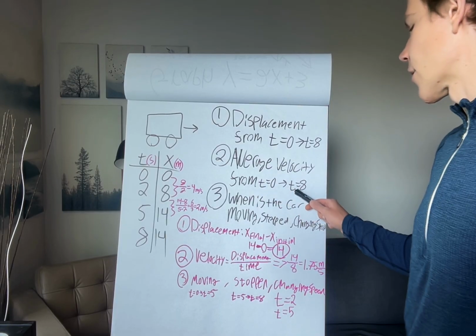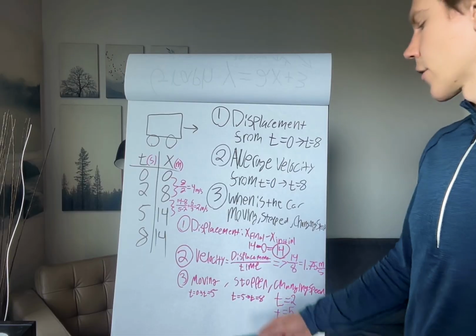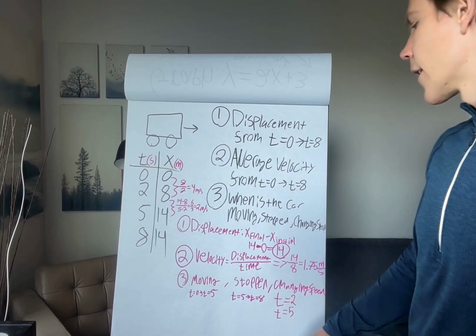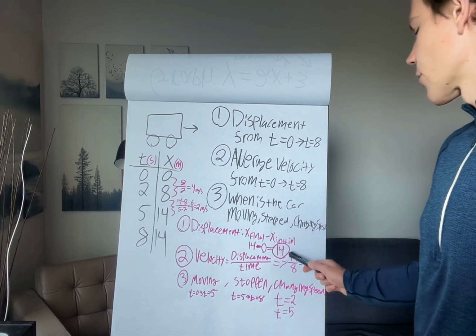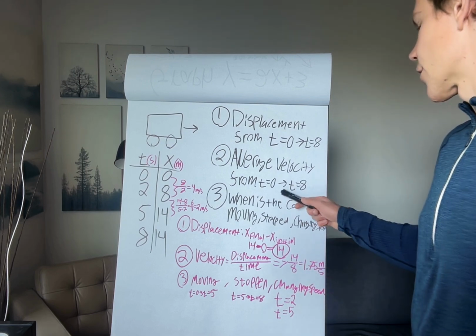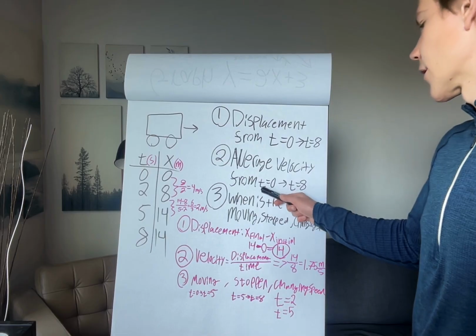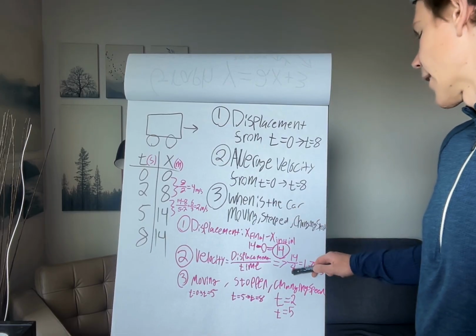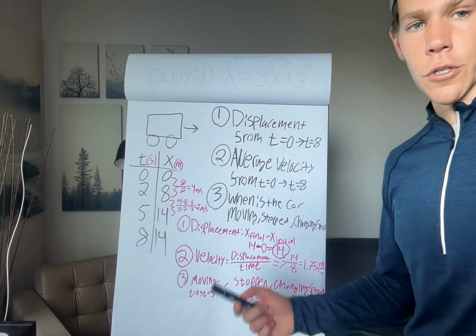Next up, we are going to have to find the average velocity from time t equals 0 to t equals 8. Velocity we can find by using displacement divided by time. We calculated displacement to be 14 meters in the first part of this problem, and then the time changes by 8 seconds, going from time t equals 0 to t equals 8. 14 divided by 8 is 1.75 meters per second.